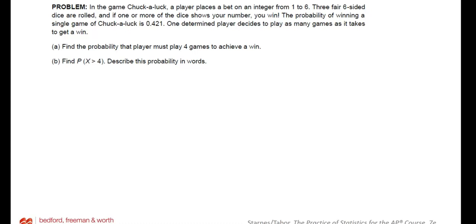In the game of Chuck-a-Luck, a player places a bet on an integer from 1 to 6. We've seen that. One determined player decides to play as many games as it takes to get a win. Probability of winning a single game is 0.421. Find the probability the player must play 4 games to achieve a win. So that x equals 4.